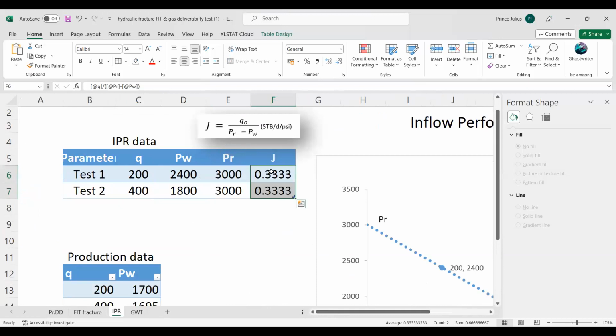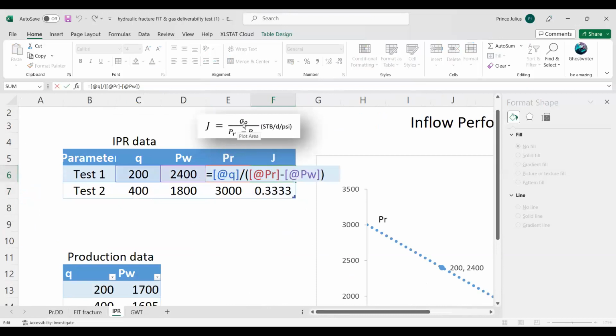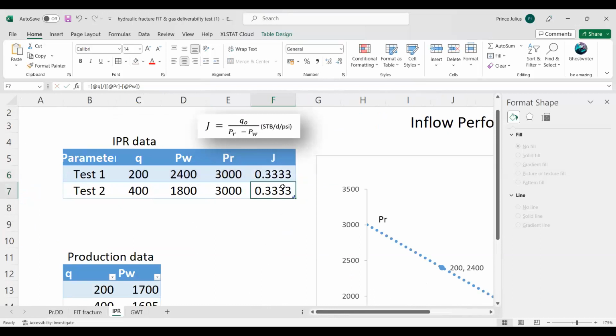What I have done is nothing special. I have just kept the value of Qo for this by PR, where PR represents 3000, minus PW, the corresponding pressure to that particular point. In the same way, when it comes to the second point, it is taking Q as 400 and PW as 1800.